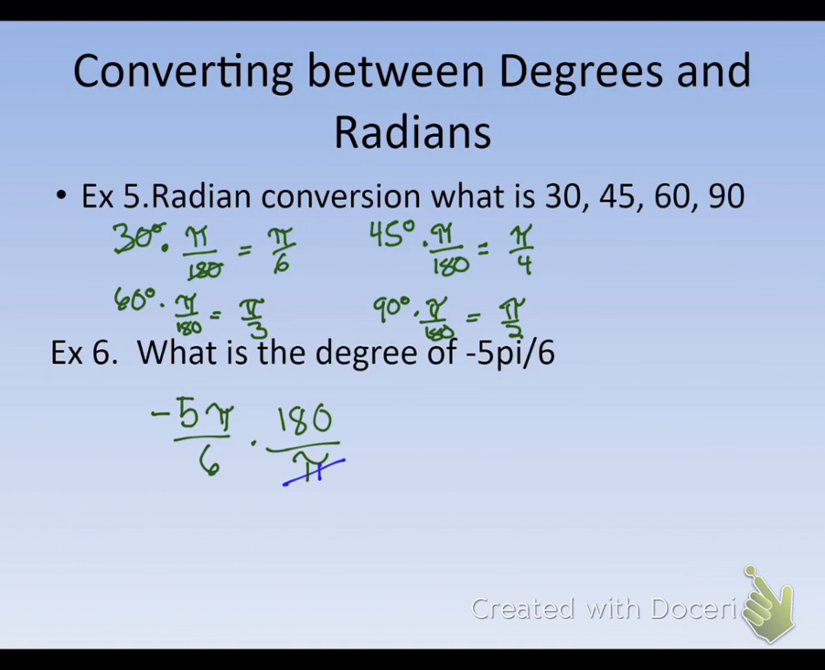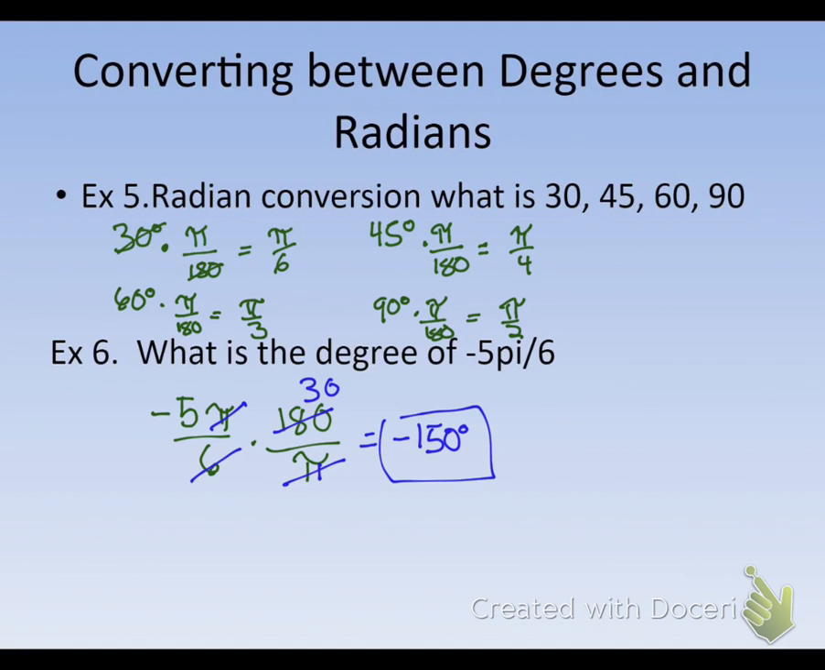And we see that 6 goes into here 30 times. 30 times negative 5 gives me a negative 150 degrees. I'm good with you leaving it as a negative 150 degrees, but if you wanted to get the positive, you could have added that 360, and that would have given you the positive coterminal angle.